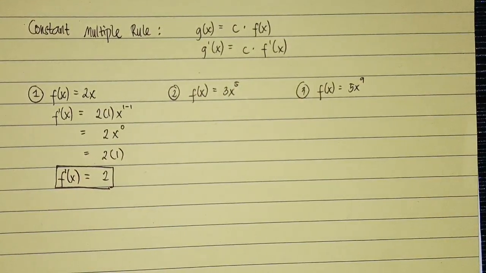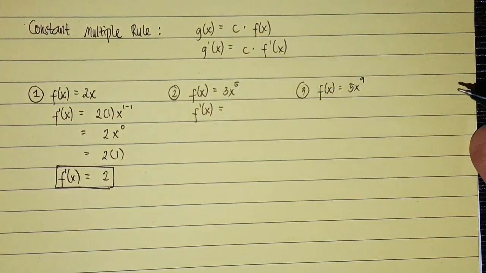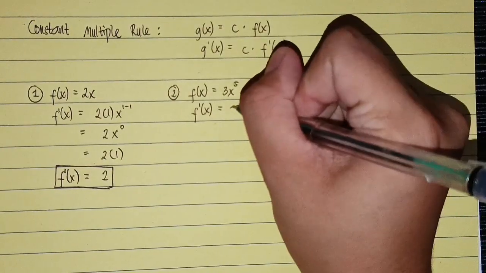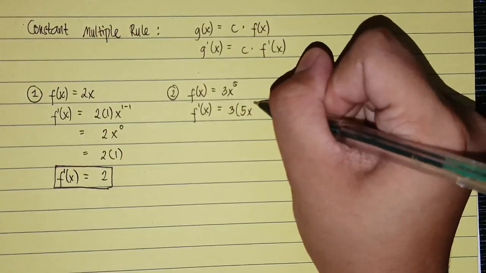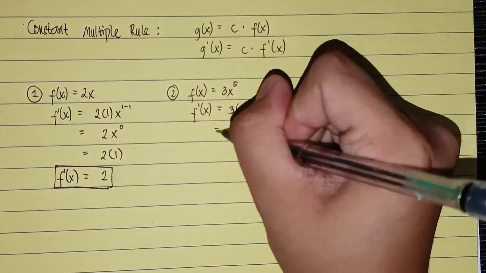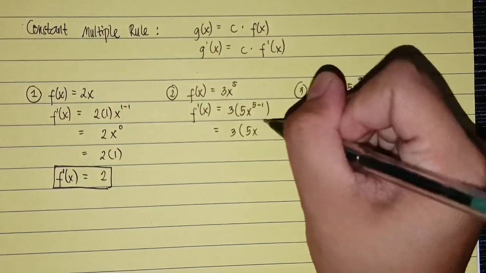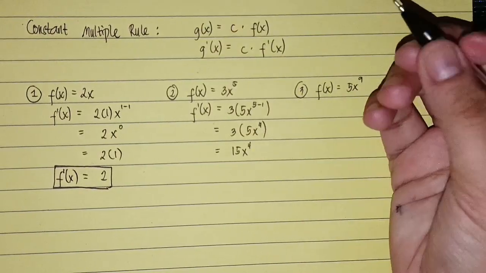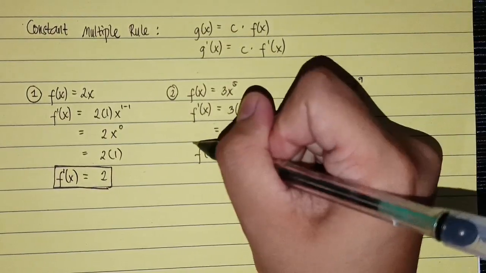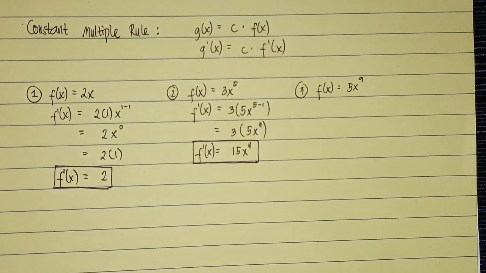Now let's move to another example, which is f of x is equal to 3x to the power of 5. Here, the constant is 3 and the variable part is x to the power of 5. We keep the constant and apply the power rule to x to the power of 5. So this will be x to the power of 5 minus 1. And let's simplify. This will be 3 times 5x to the power of 5 minus 1, which is 4. Simplify further, this will be 15x to the power of 4. Therefore, the derivative of the function is 15x to the power of 4.